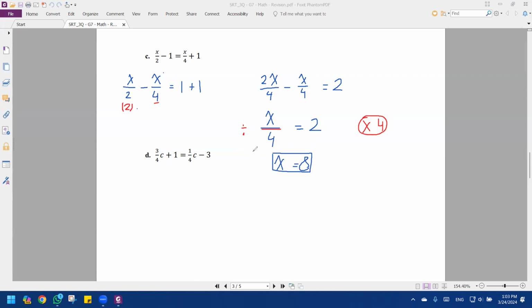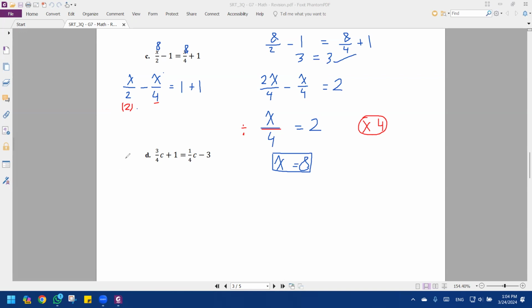If you decided to check your solution, you go to the question and instead of x, you put 8. So we put here 8 and here we put 8. Let's try to solve it to check, is it correct? We have 8 over 2 minus 1 equal to 8 over 4 plus 1. Now 8 over 2, 8 divided by 2 is 4. 4 minus 1, 3, equal to, let's check the right side. 8 divided by 4 is 2 plus 1, 3. Is 3 equal to 3? Yes, it's correct.